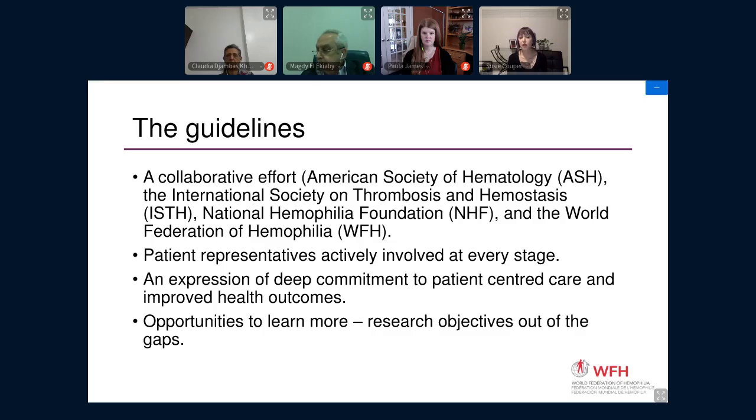So the way I view the guidelines is that they're an expression of a deep commitment to patient-centred care and improved health outcomes. The patient-centred care puts us inside the decision-making. It's about valuing the differences that we have in our priorities and what we want out of treatment, and acknowledging that we're not numbers, we're people.